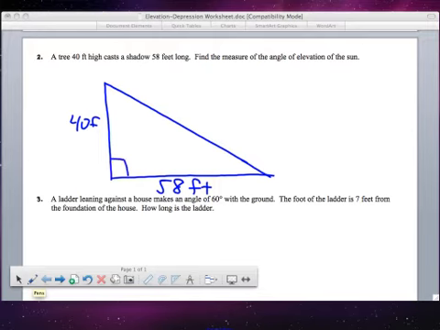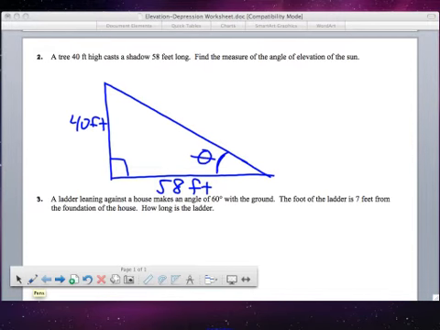The question is find the measure of the angle of elevation of the sun. So in other words, this is my angle of elevation because I'm looking upward. Okay, so they want to know what is that angle there. Okay, and so as I go through, again, if I call this angle, let's just call it theta. That's what we use a lot for missing angles.